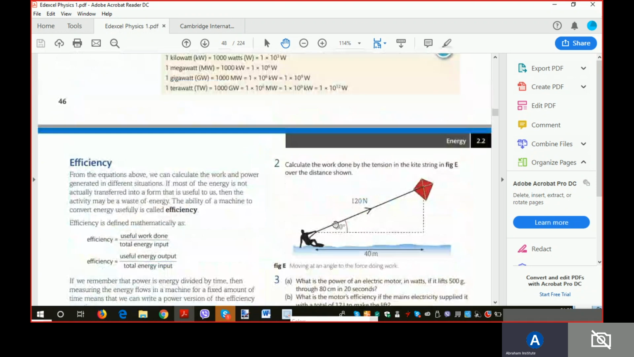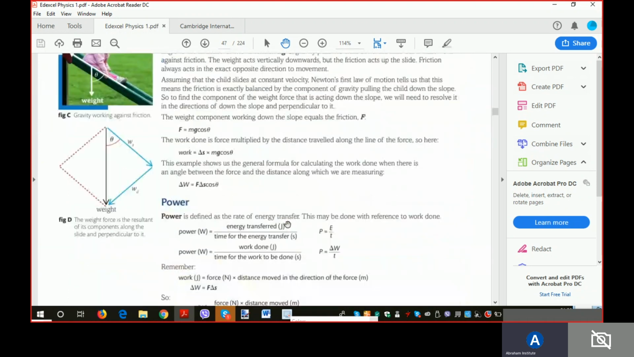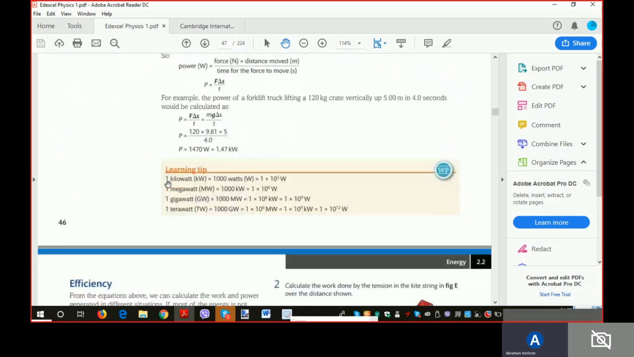Remember always that the angle is between the displacement vector and the force vector. For work done, you have this equation. Work done is force times the displacement times the cosine of the angle between the two vectors. Also we can say work done is force times distance moved in the direction of the force. So what this W means is the work done, F is the force, delta S is the displacement, and theta is the angle between the force vector and the displacement vector.